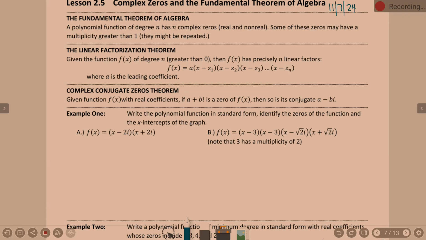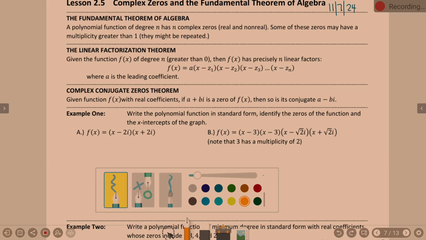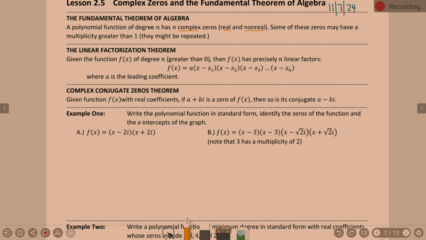The key here is saying that if it's degree n, it does have n zeros, but complex, when we start talking about complex, refers to real and non-real. So when we talk about complex zeros, that's the form a plus bi, which could be totally real, or it could have an imaginary part. But degree n does have n zeros. Whether you can see them all, whether they're all real or not, is a whole different story.